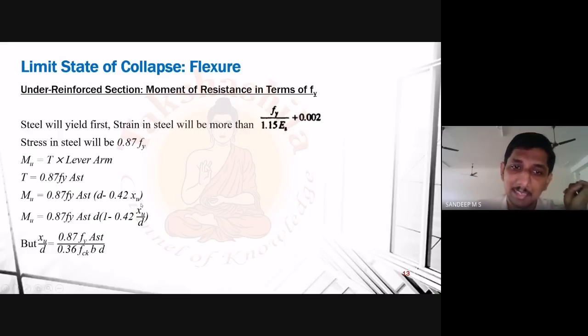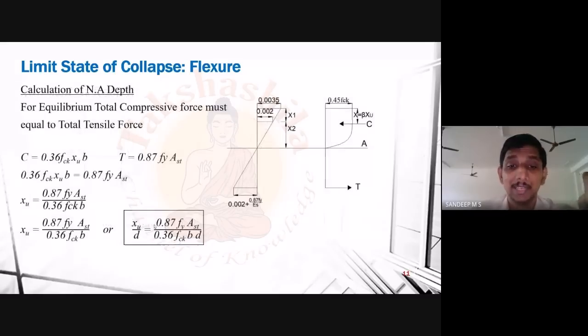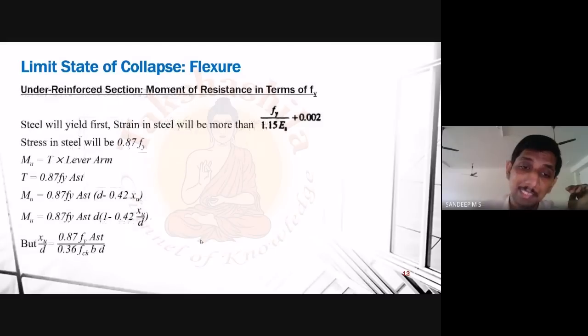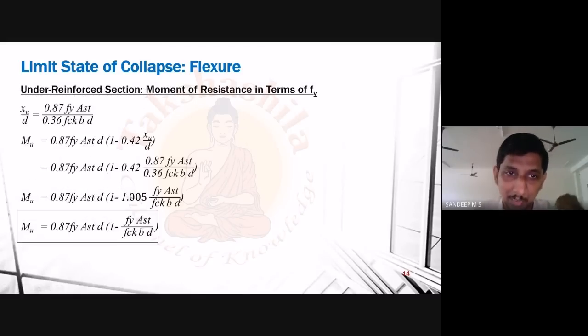And we have already calculated a relation for finding out the neutral axis depth. XU by D was equal to, what was that relation? Are you remembering that? 0.87 Fy AST by 0.36 FCK into BD. Now in this expression, instead of this XU by D, I will substitute that relation. So that is what is going to happen.